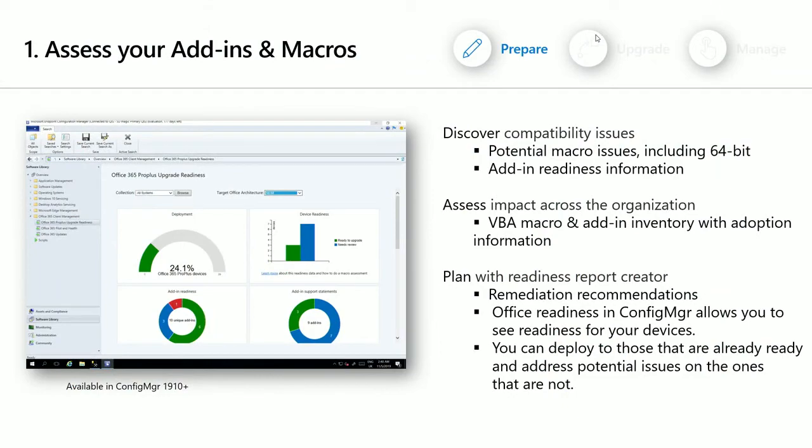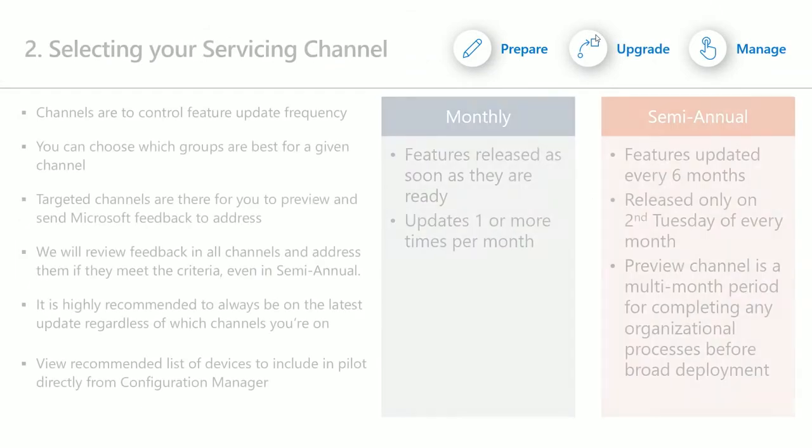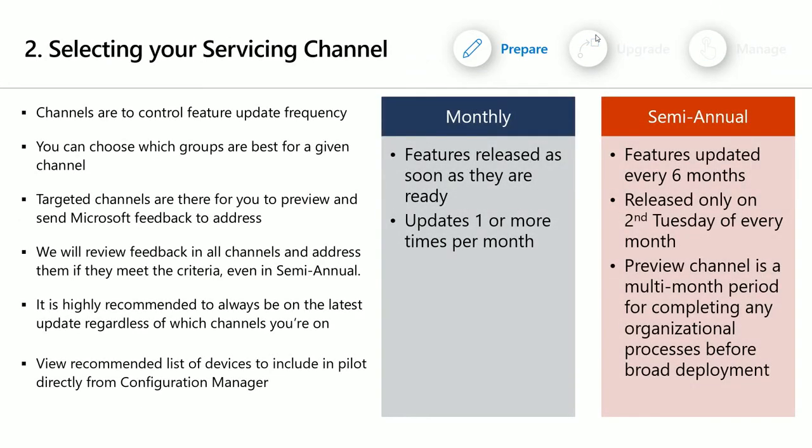So the next thing that we want you to take a really good look at is your servicing channels. We've gotten a lot of questions around what channel do I use? How does this actually work? And the reality is, you might be hearing about 5, 6, 7 different channels. That's not true. We actually just have 2 primary channels. We have one that is on a monthly cadence. We're delivering monthly features, bug fixes, security updates.